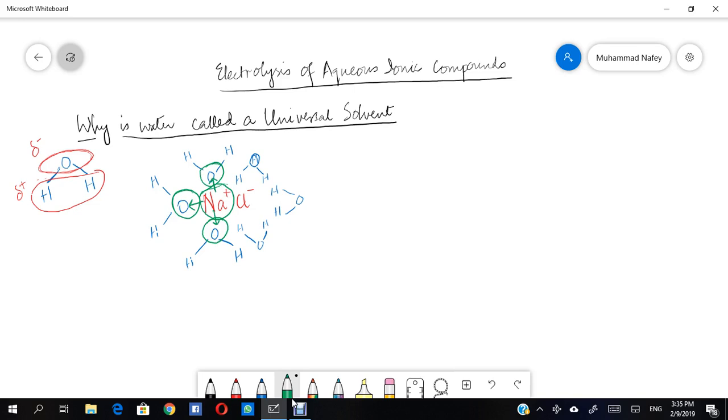On the other hand, let's take a look at the chloride ion. The chloride ion is negatively charged and it is surrounded by the partially positively charged regions of the water molecule, that is the hydrogen atoms. Here we go.